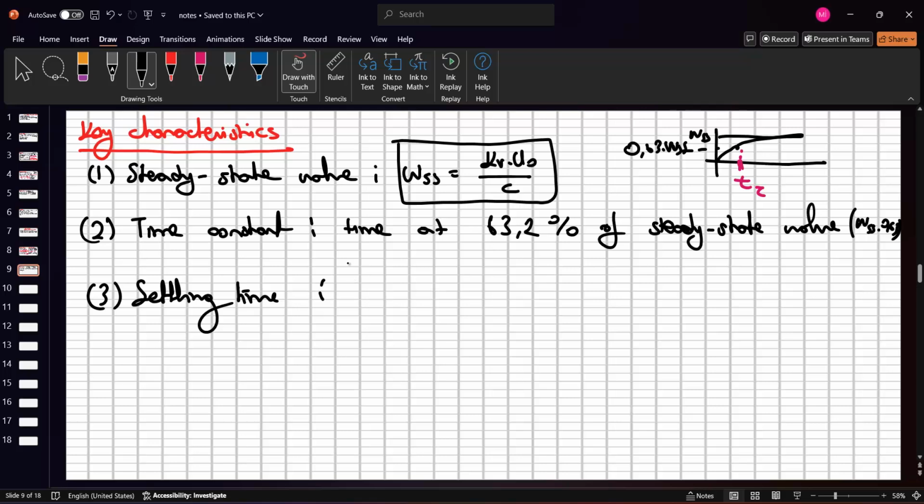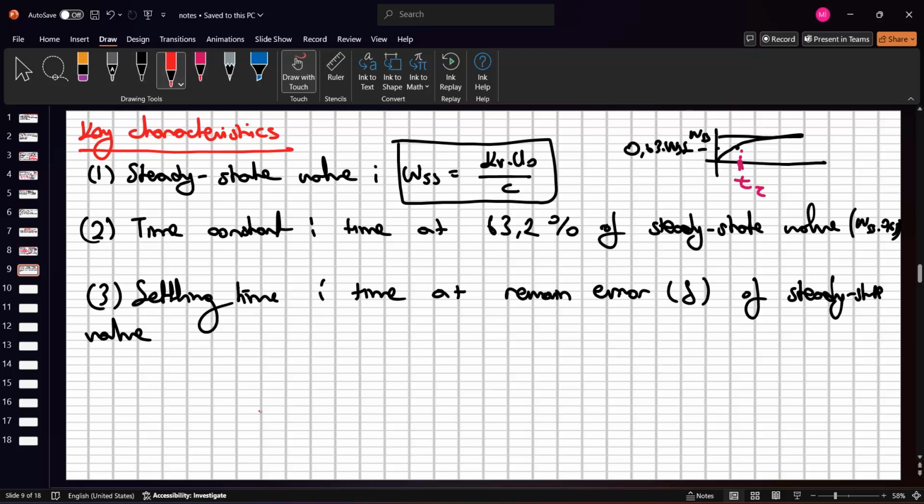Okay, the settling time is the time at which the remaining error between the response and the WSS, or the DC gain, which is symbolized with delta of the steady state value. Okay, and so our basic equation for first order can be given as TS is equal to minus tau value, which is coming from the J divided by C, times Ln delta.